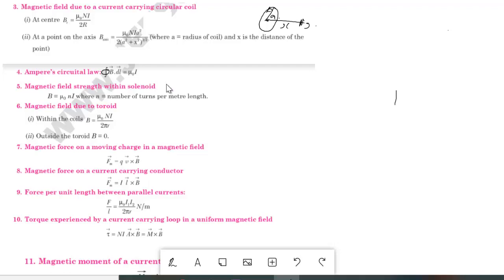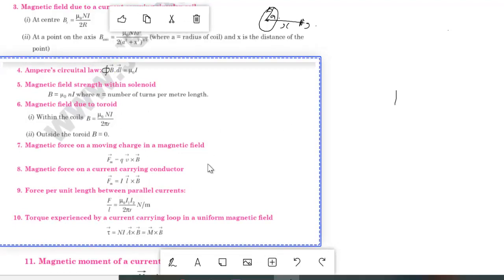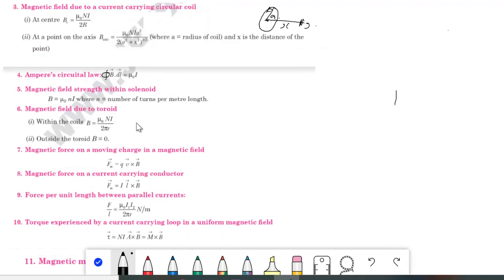Next is the magnetic field due to a toroid. That also we consider as B equals mu 0 n I only. In a toroid, n will be equal to N by 2 pi r. So this is also the number of turns per unit length. Outside the toroid, the magnetic field will be equal to 0.